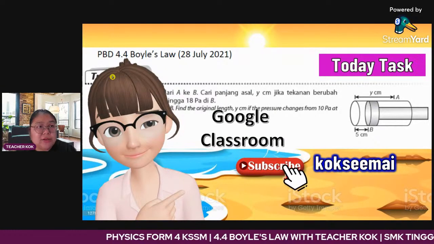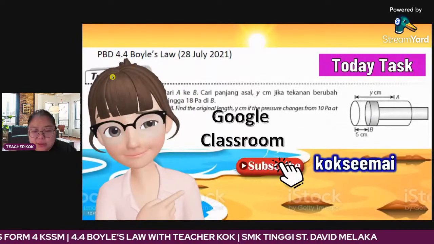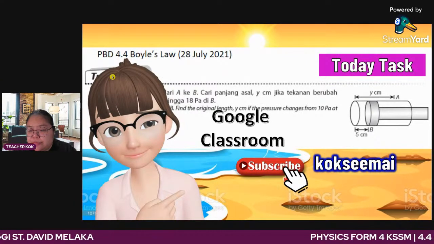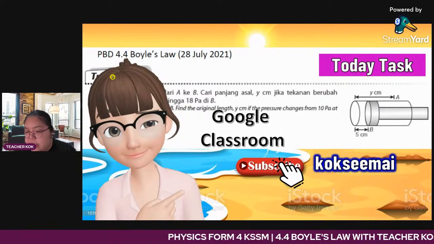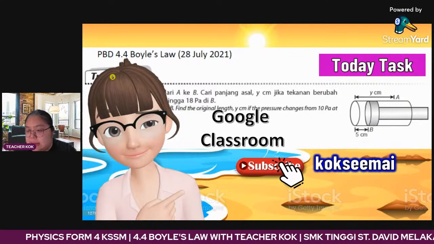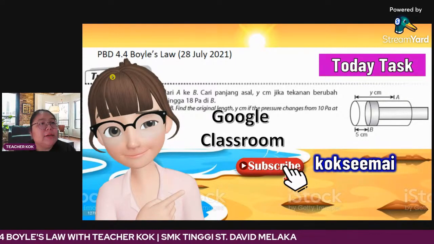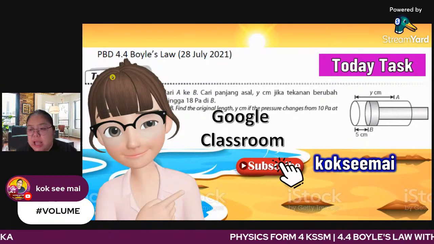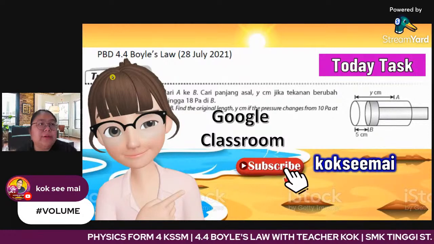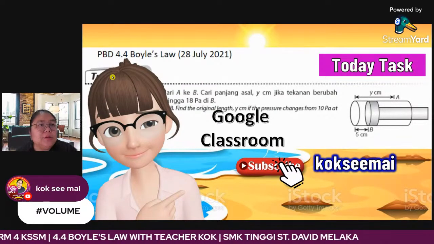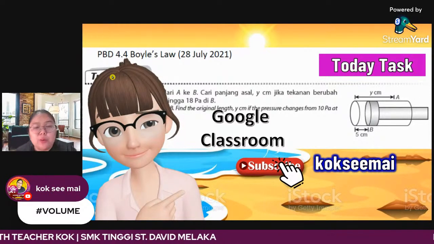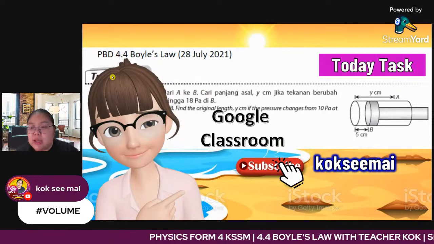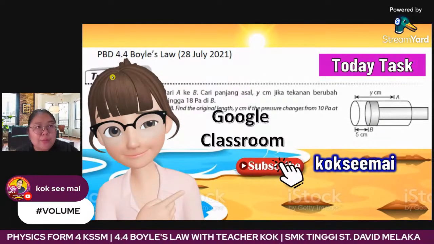The Google form has a code. Today's lesson code is hashtag volume, VOLUME, in capital letters. You help me to type the hashtag. Hashtag volume, capital letter. I already pinned it there. You just type it, don't copy and paste. One more thing, the Google form can only be logged in by using your MOE email. Don't use your Gmail. Then the Google Classroom, I will go find out what the problem is, then I will upload for you again.